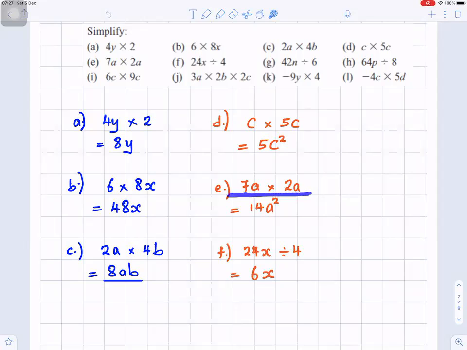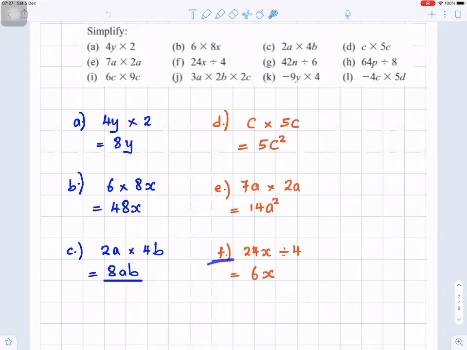7a times 2a, part E. 7 times 2 gives you 14. A times a gives you a squared, because a times a, there's a 1 at the top, 1 at the top, 1 plus 1 gives you 2.